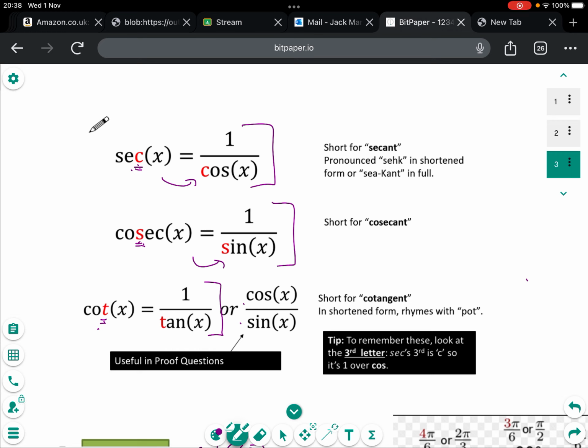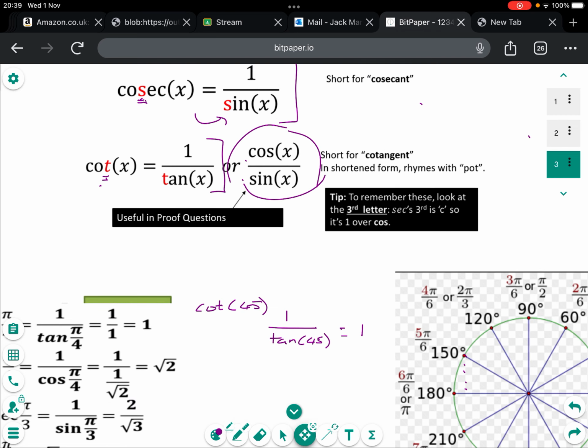However, it's normally more useful to use this version here, cos over sine. Remember, tan is sine over cos. So the reciprocal, what we've done is we've changed them, so it's cos over sine.